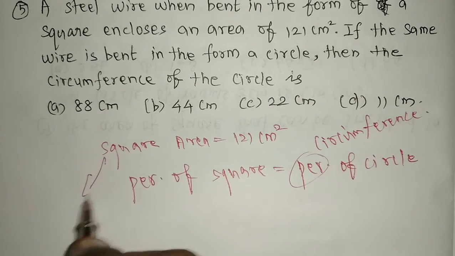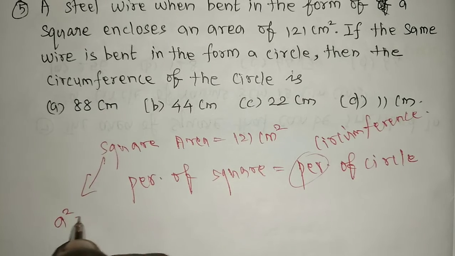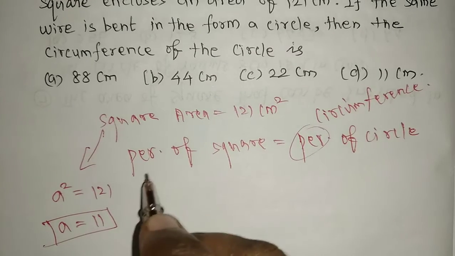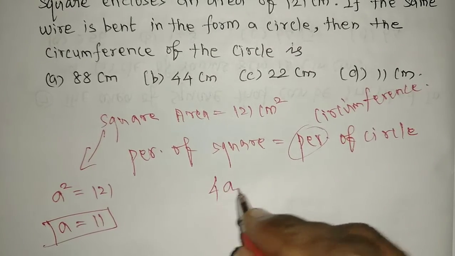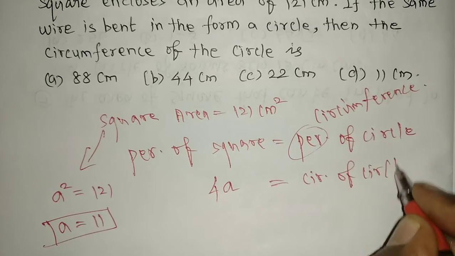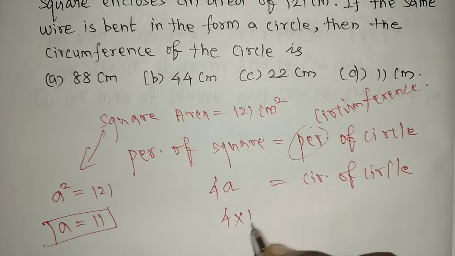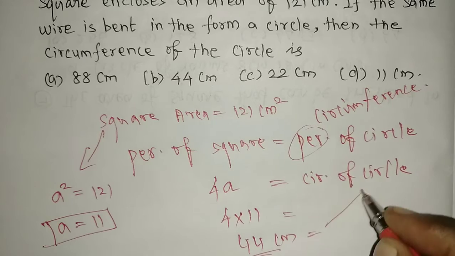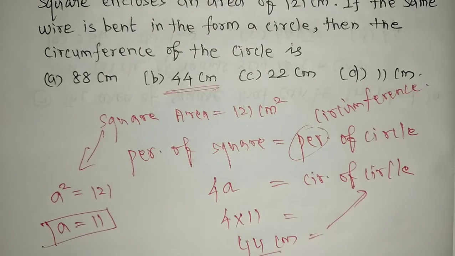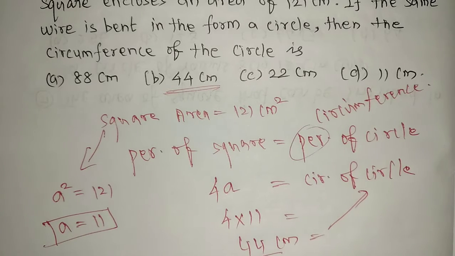First, area is given. So area of square, we know, is side square. So 121, then a equals 11. That's it. Side we got is 11. So perimeter of square, that is 4 into a, which is equal to the circumference of a circle. So 4 into a, 4 into 11, which is equal to 44. So 44 centimeter is our required answer, circumference of a circle. So where we have here option B. That's it. So this is our required answer.